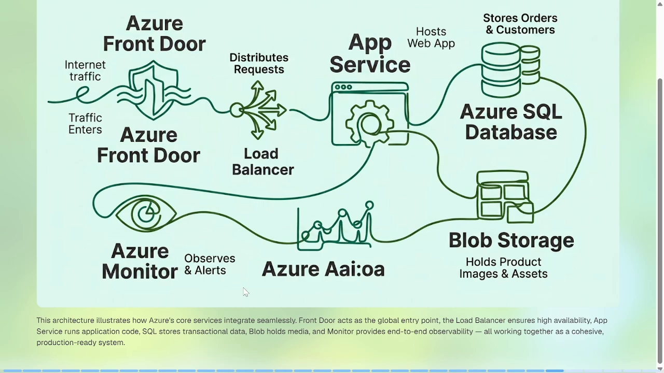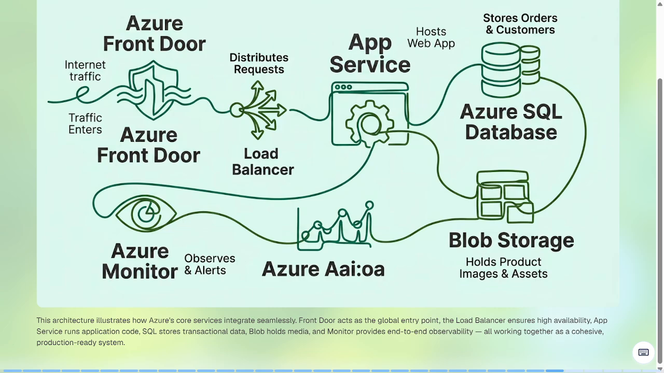Next, Azure Monitor, monitoring and observability. To ensure everything runs smoothly, Azure Monitor is used. Azure Monitor provides end-to-end observability across the entire application. It tracks performance metrics, application logs, system health, alerts, and failures. This helps IT teams detect issues early and maintain system reliability.